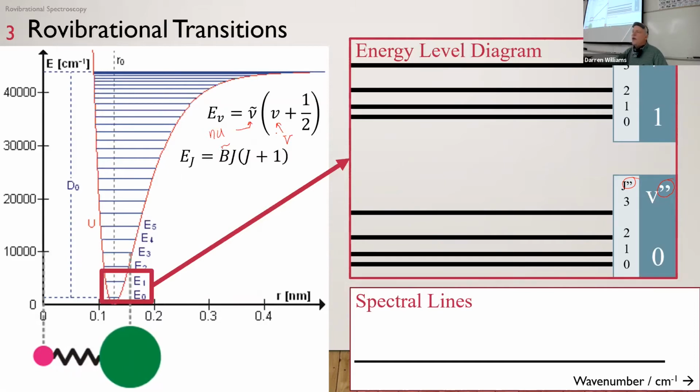And this will help you in the lab when we're talking about the different transitions and we have J double prime and J prime. You'll realize that J double primes are the lower level and primes are on the top. Okay.